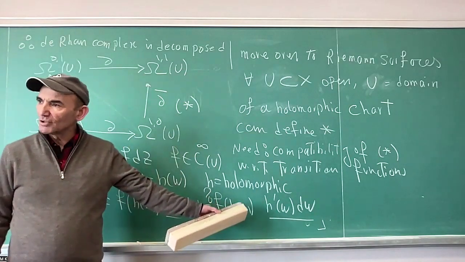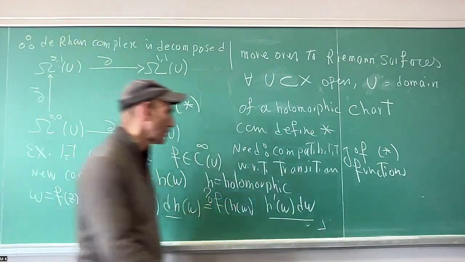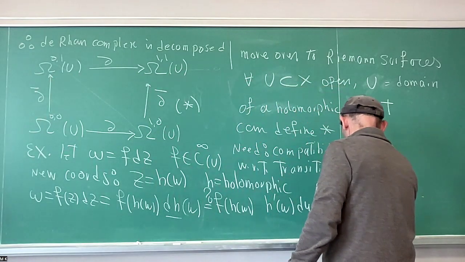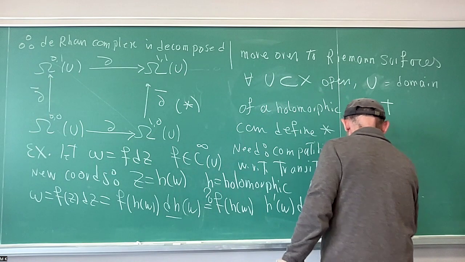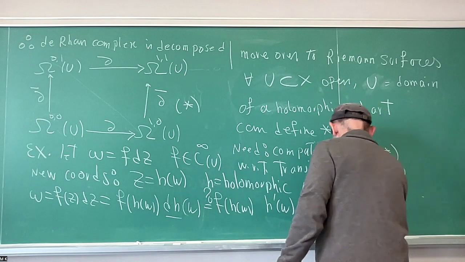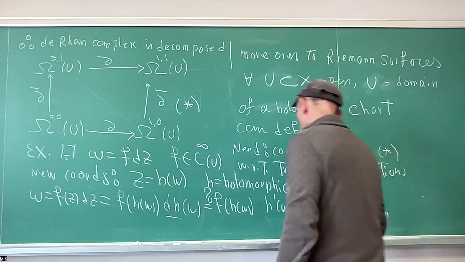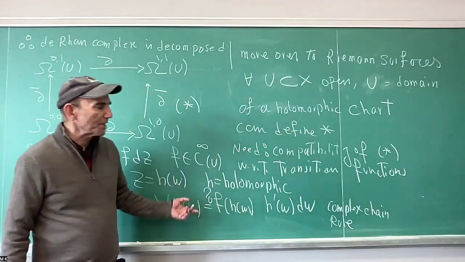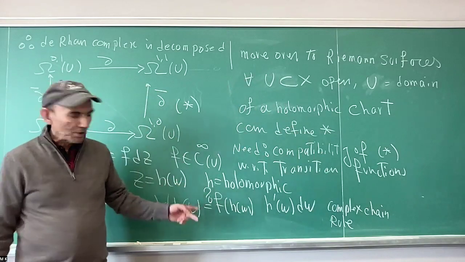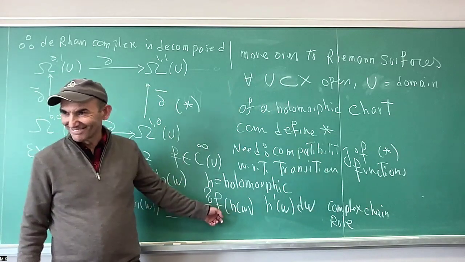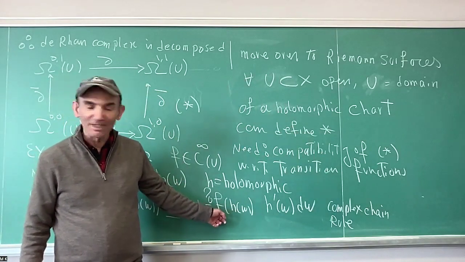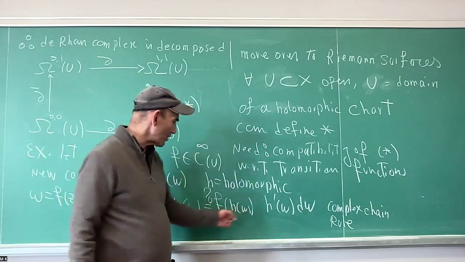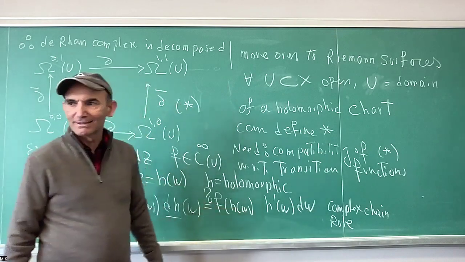This is like the chain rule. This is the complex chain rule if you want. But I mean, it's not quite the complex chain rule. I'm cheating a little bit here because f is not holomorphic. f is only a smooth function. h is holomorphic. So I still have to provide an argument why this is equal to that.